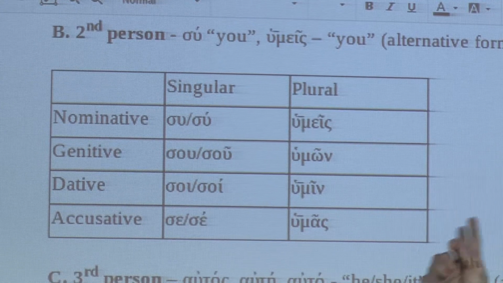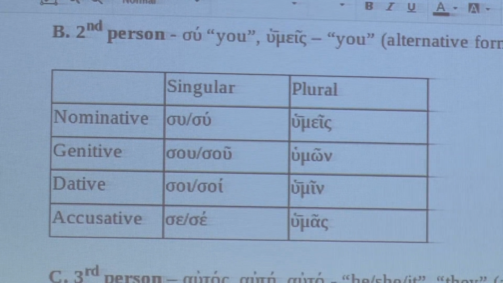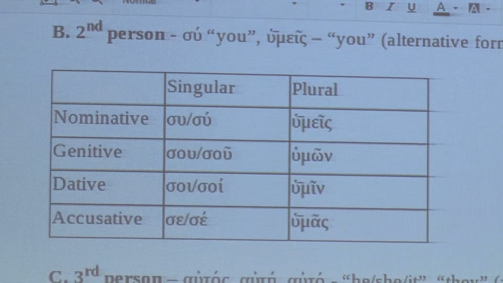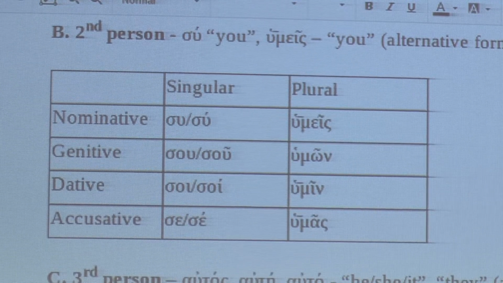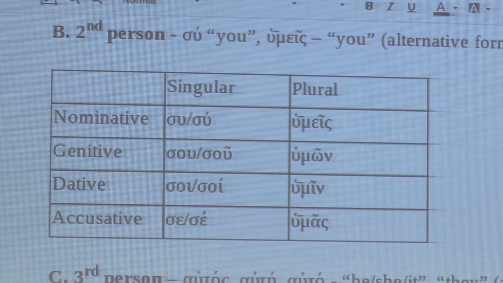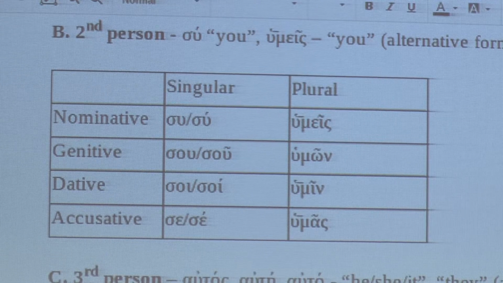Okay, in the plural, humes, humon, humen, humas. We gotta get you guys like rowing ships to the declensions.